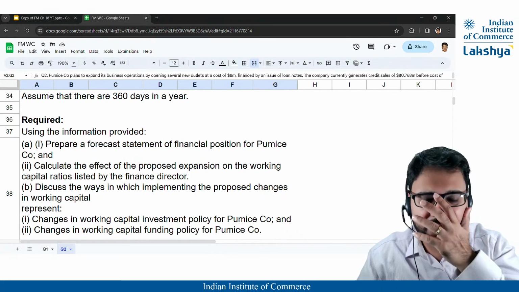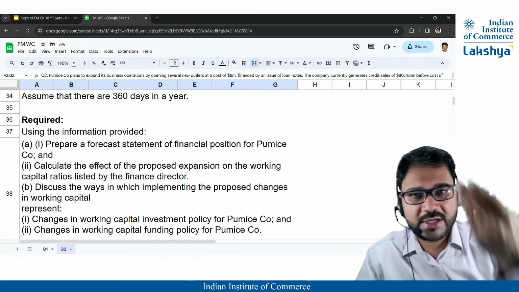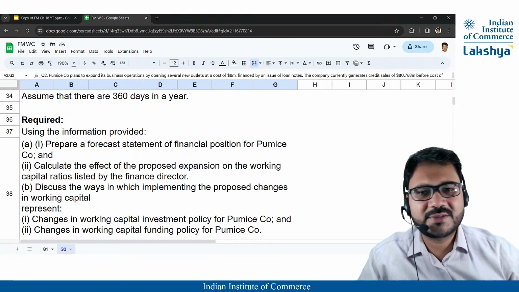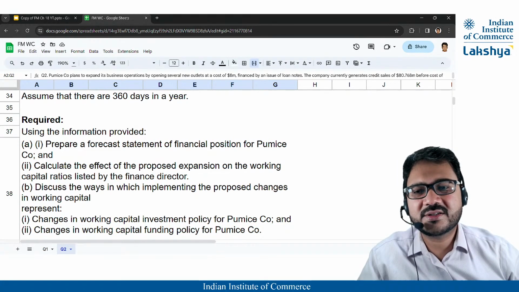That is a balance sheet we need to prepare, a forecasted one. Calculate the effect of proposed expansion on working capital ratios listed by the finance director. So I guess there's some expansion happening and we need to calculate certain working capital ratios as well.